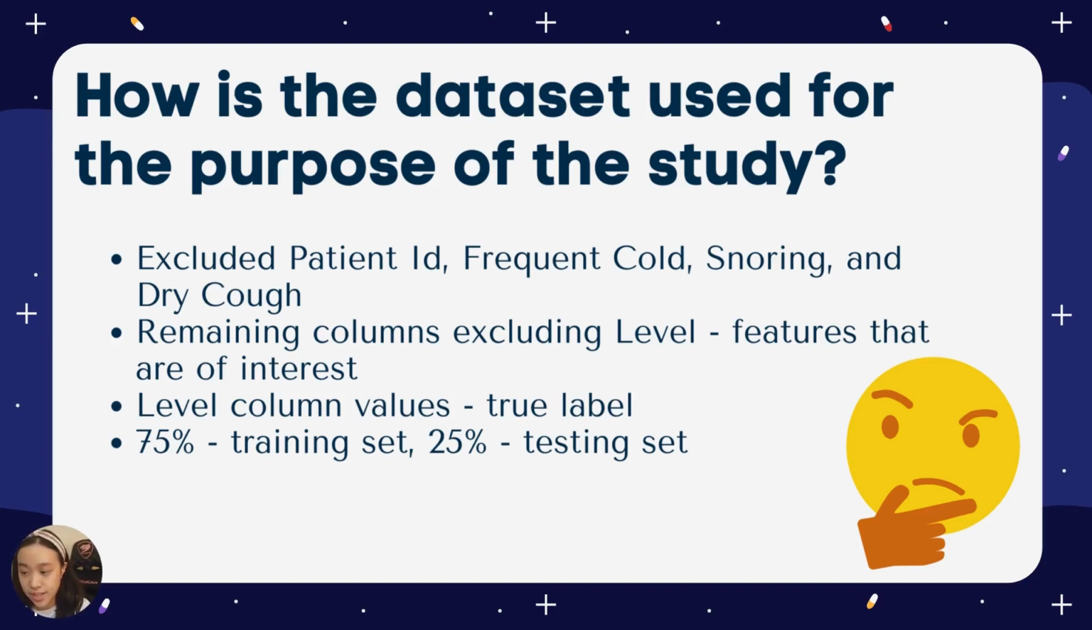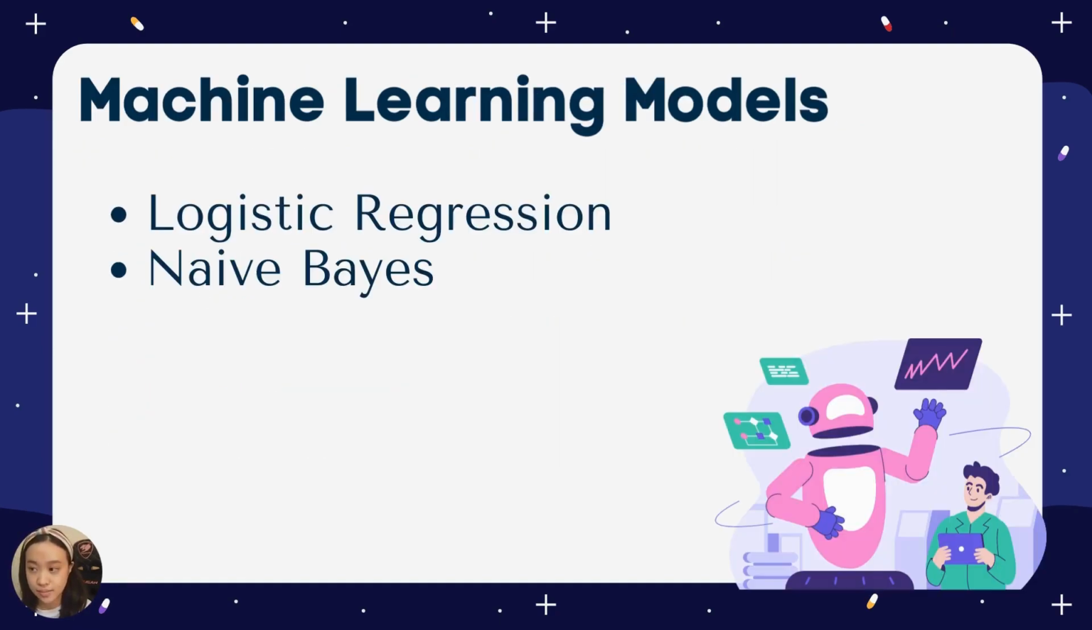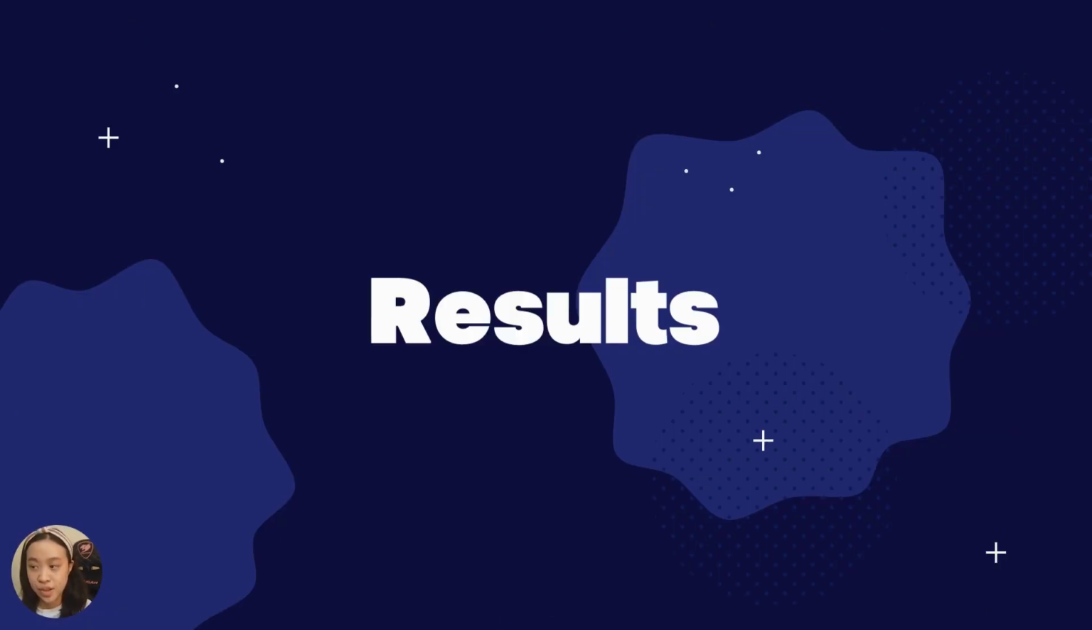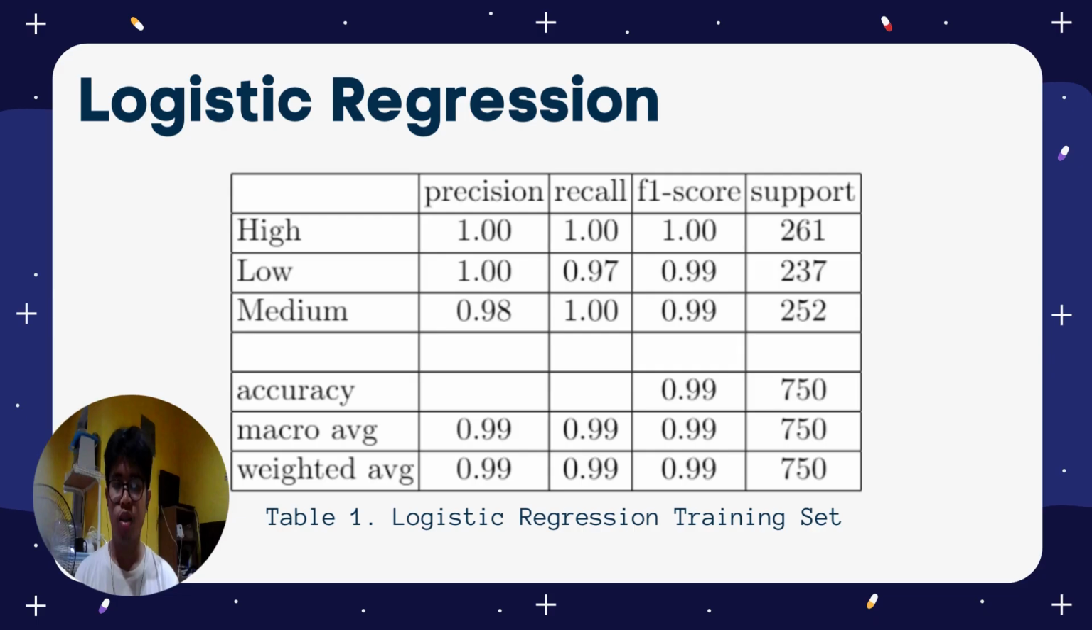75% of the data is for training and 25% for testing. The ML models are logistic regression and naive Bayes, wherein they were compared. For the results, the following results were found in the study.